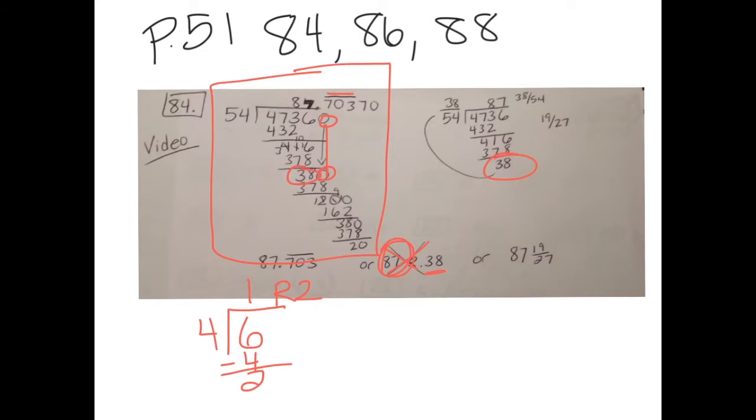And another really slick way that you may or may not be aware of is when you get to that point of having the remainder 38, all you have to do is put the 38 over the divisor, in this case 54, and then you can write your answer as a fraction. So 87 and 38/54, which reduces to 87 and 19/27.